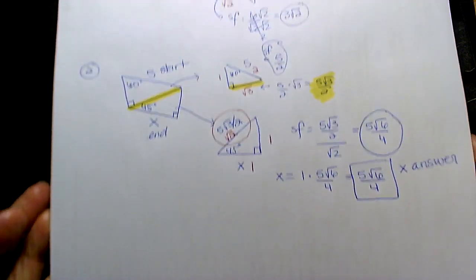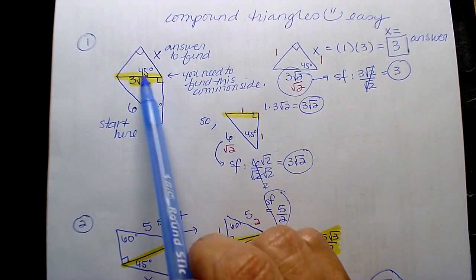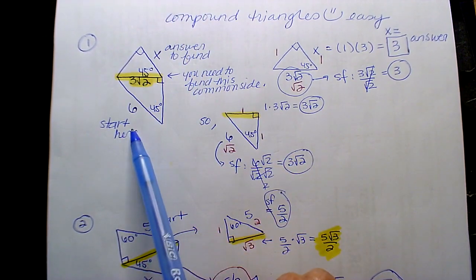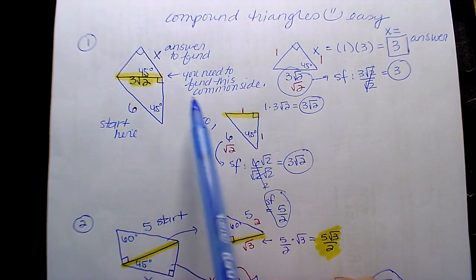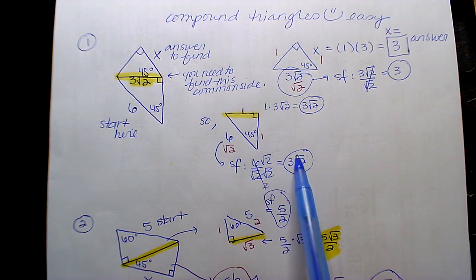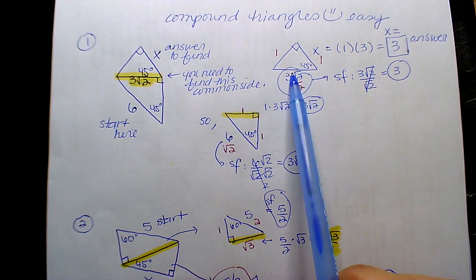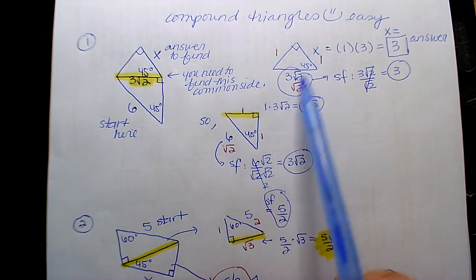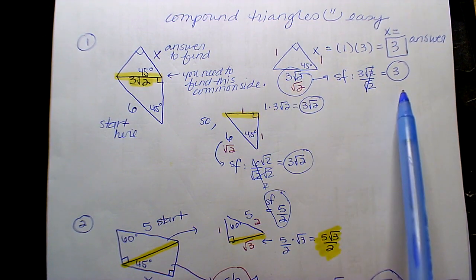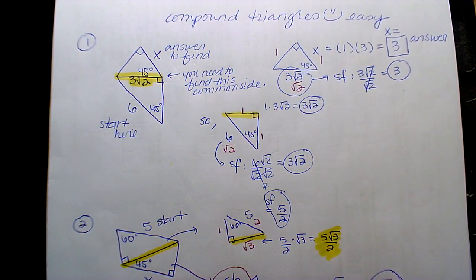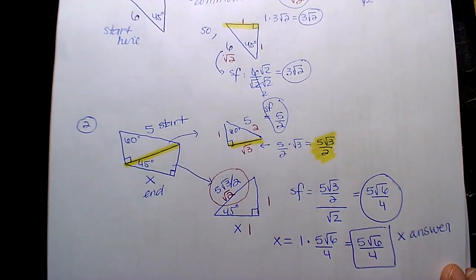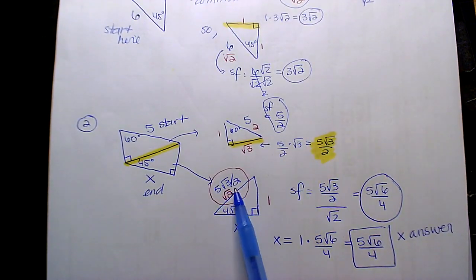So just like the first one, which you guys can't see because I forgot to record, right? You have to find the bonded side. You start with the 6, right? We found the rad 2. The scale factor was 3 rad 2. Then you restart it. You relabel the 45, 1, 1 rad 2. You get your scale factor, and then you solve for your x. Okay, so it's just this one you really need the calculator.